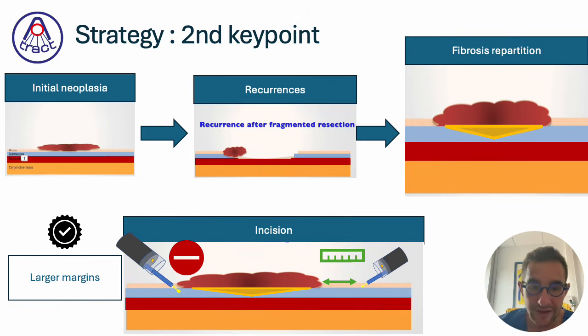We should also take larger margins to do the incision because it's really better to begin the resection and to enter the submucosal space into a normal area and not directly in the fibrotic area, which is really difficult to enter and to deal with, to find the good layer.